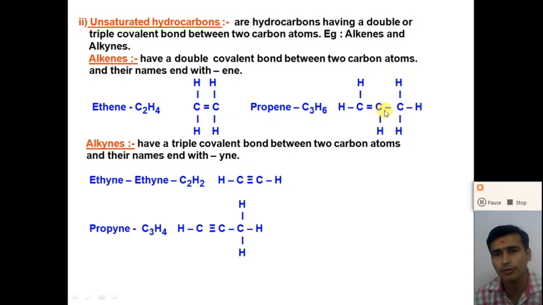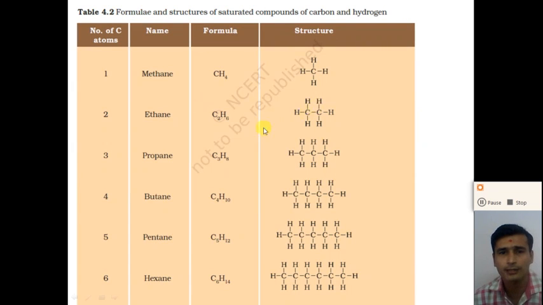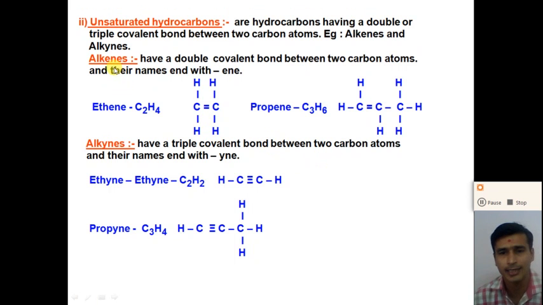We can make a double covalent bond here also, right? So similarly, you can make double covalent bonds in ethene, propene, butene, pentene, hexene, right? You can make a double covalent bond by leaving one hydrogen here and making a double bond there. It is propene, right? So you can make an alkene also, right? So alkenes have a double covalent bond between two carbon atoms, and their names end with "ene", right?